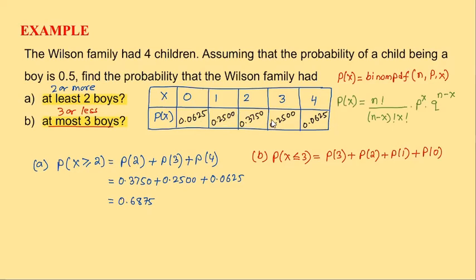That means we are adding all these values except this one. But we know that if we add all the probabilities, that's 1. So if we add these 4, it will be 1 minus this value. So this is the same as 1 minus 0.0625, and 1 minus 0.0625 is 0.9375. So the probability that the family had at most 3 boys is 0.9375.